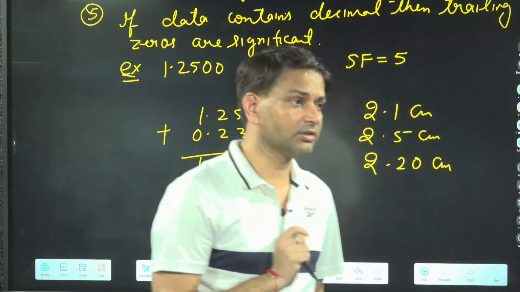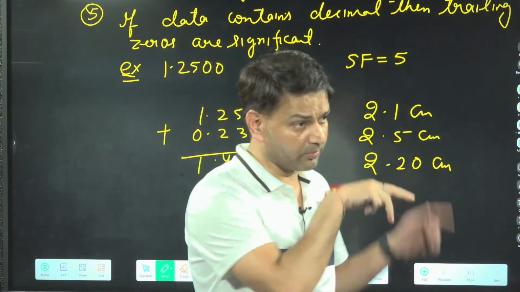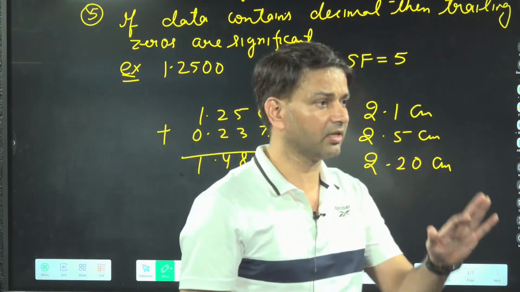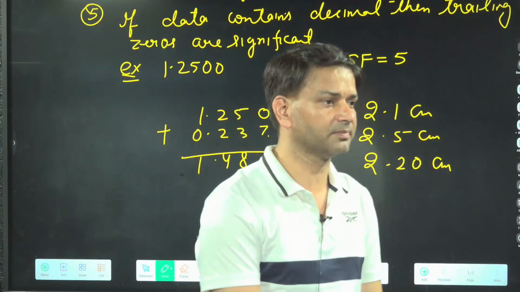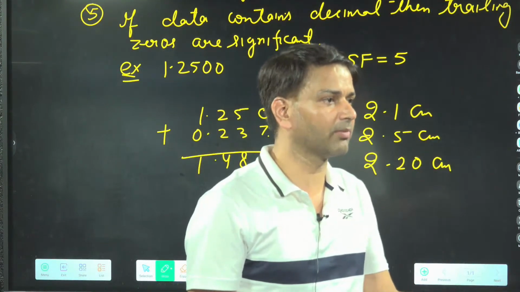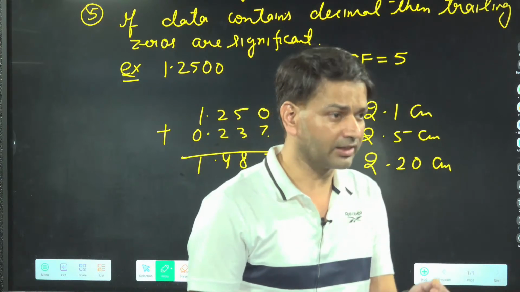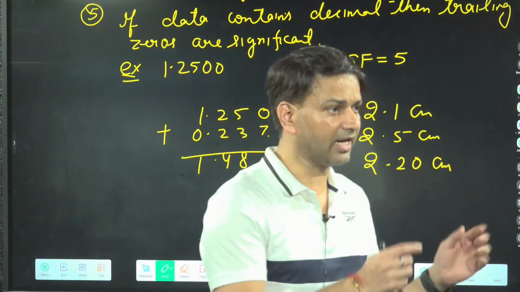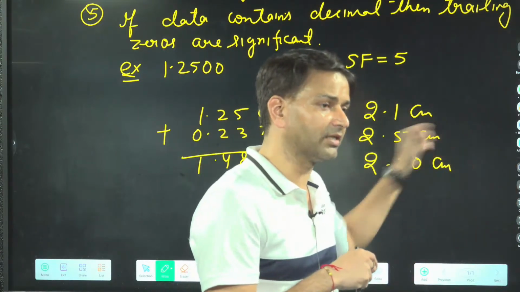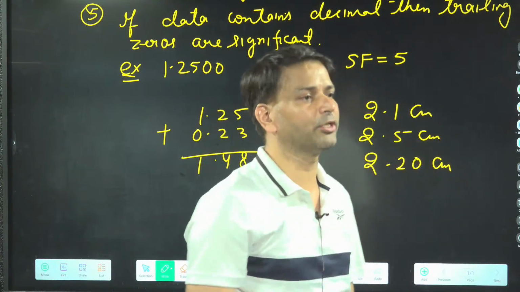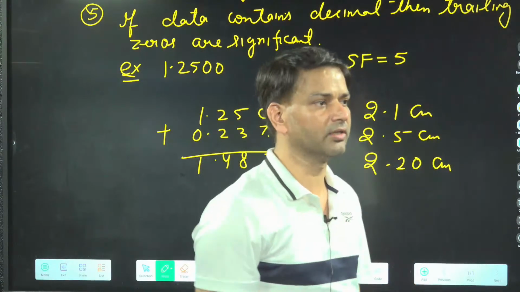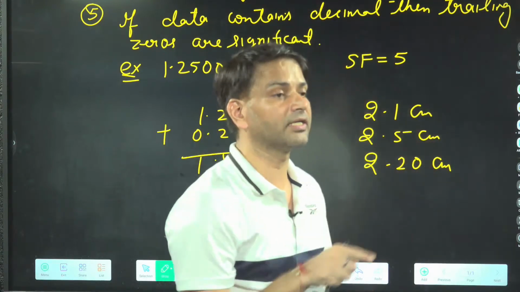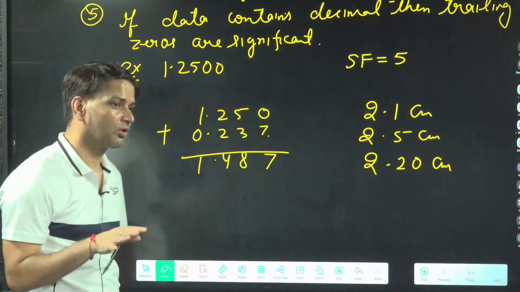Why? Because when I send data measured with a centimeter scale, I know that the centimeter scale can measure only up to 1 decimal place, because the least count of a normal centimeter scale is 0.1 centimeter. Less than that it cannot measure. So I will not write 2.20. I will write up to 1 decimal place only. Then the other person will know this length was measured using a centimeter scale. Understood or not?